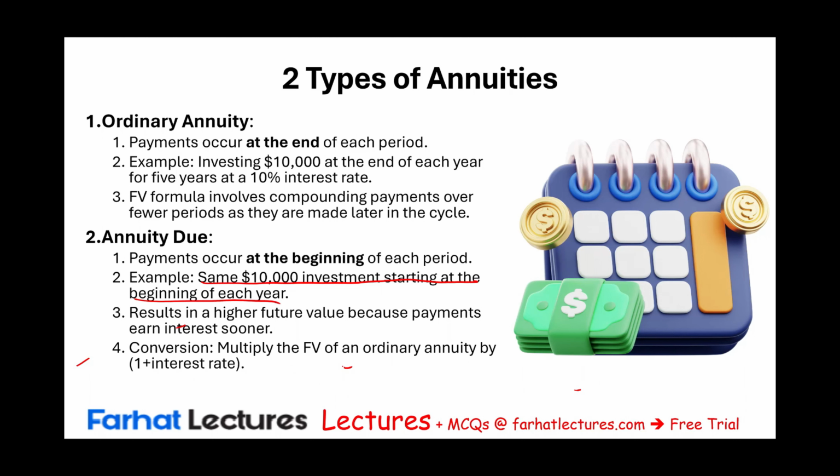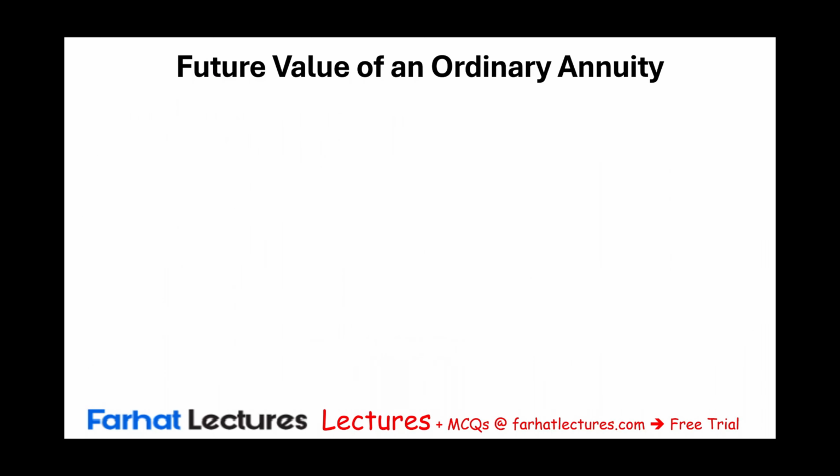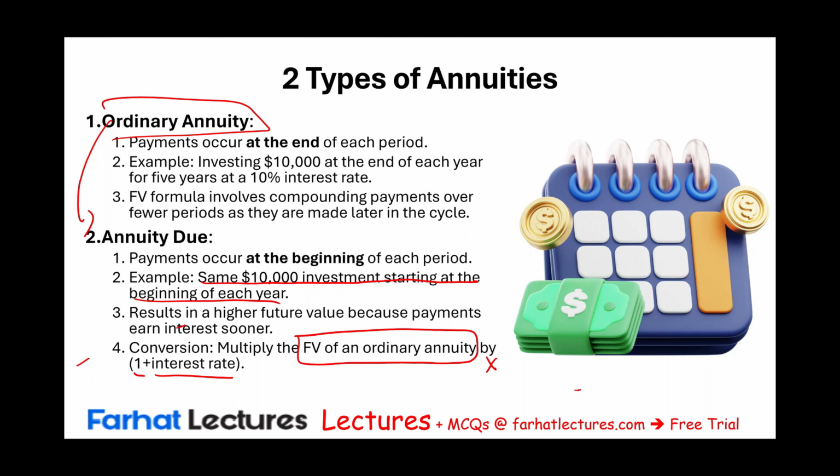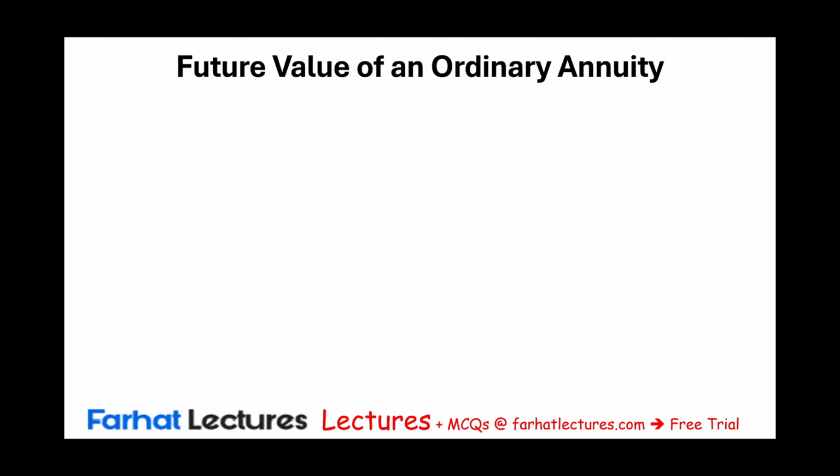Now, to convert an ordinary annuity into an annuity due, and we're going to see that later, I put this ahead of time, you treat it as ordinary, then take whatever future value you have and multiply it by 1 plus the interest rate. That's all you have to do to convert from ordinary to annuity due. I will show you the formula later on, but this is basically how you would compute this. But remember, annuity due will get you more future value than an ordinary annuity.